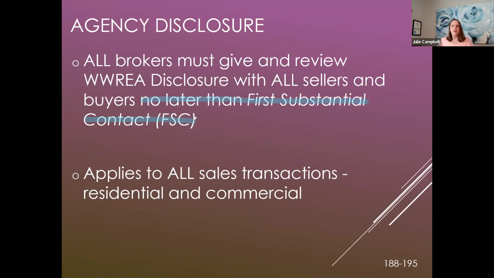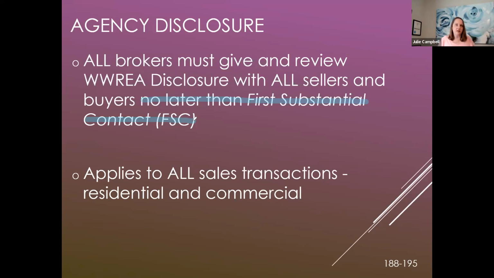It's really easy when we can predict when first substantial contact is going to happen. If you are preparing for a listing appointment, for example, or a buyer consultation, one of the first things we're going to do is the working with real estate agent disclosure, because at some point during that consultation, first substantial contact is going to hit. So as soon as we sit down: may I get you guys some water? Thanks for coming to the office. Let's sit down and have a chat. One of the first things I'm going to do is our working with real estate agent disclosure.